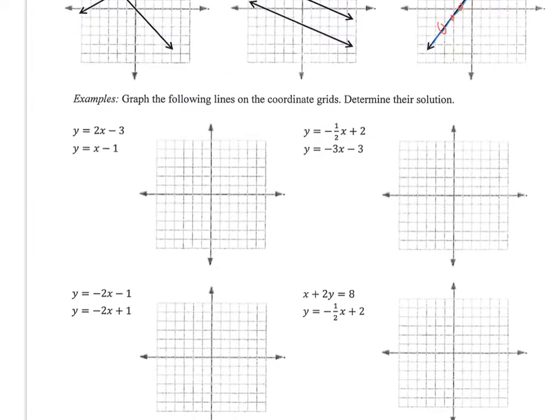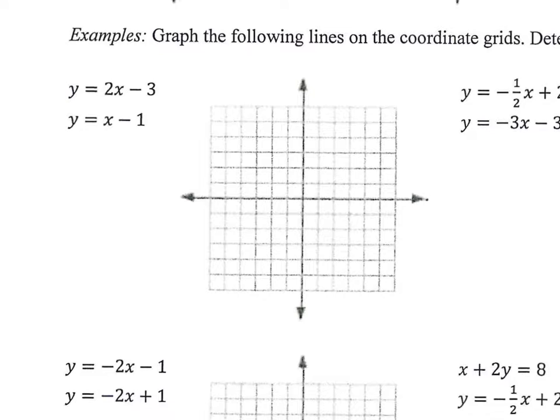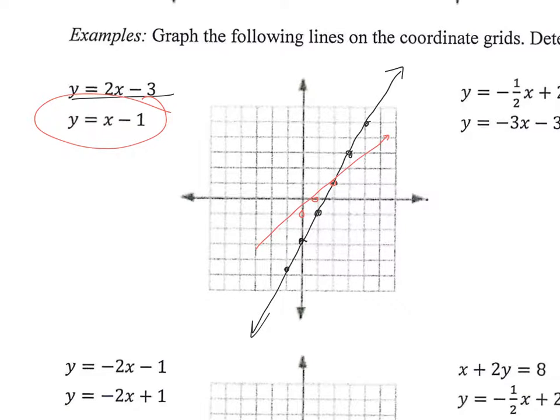So examples. Graph the lines. So I'm going to graph y = 2x minus 3. I'm going to start at negative 3 and go up 2, right 1. And then connect the dots. Then I'm going to graph y equals x minus 1 and connect the dots. And where they cross is my solution. So they cross at (2, 1).